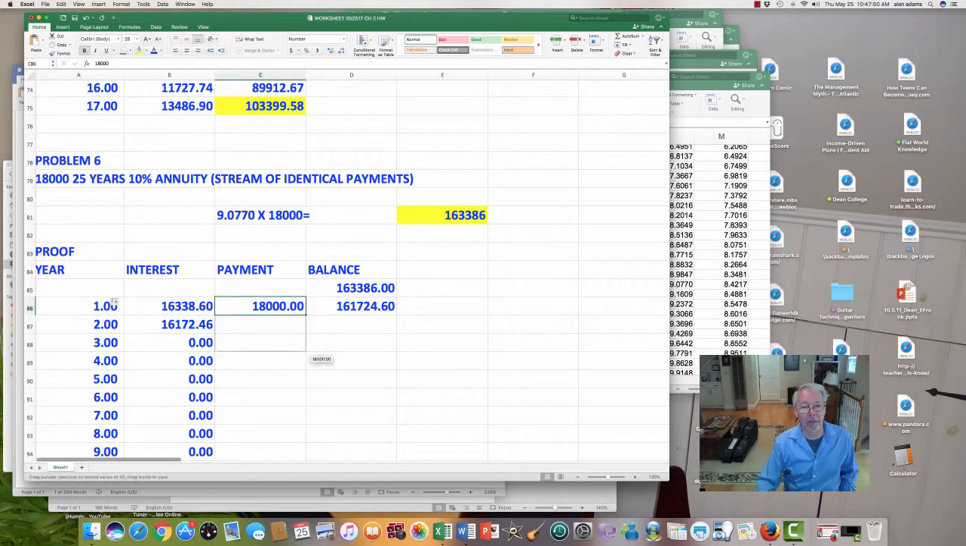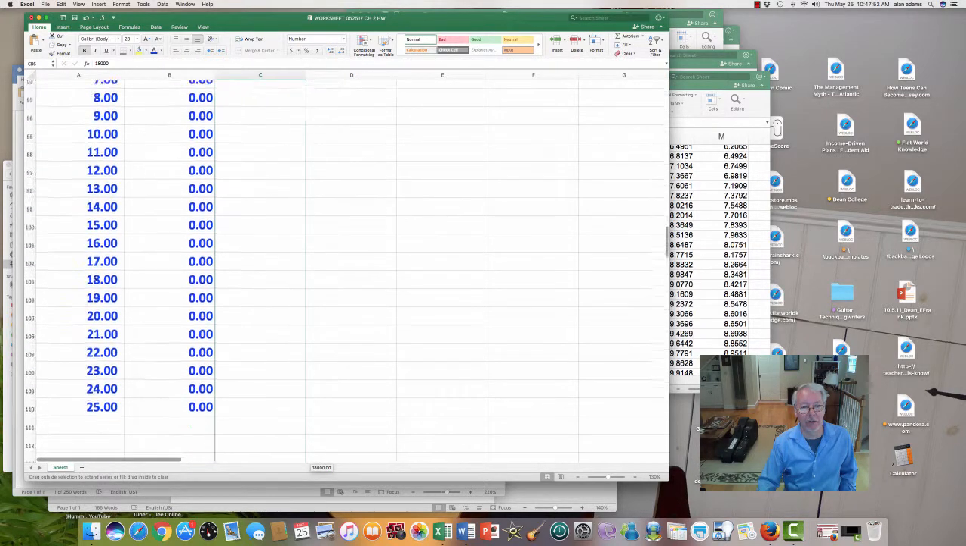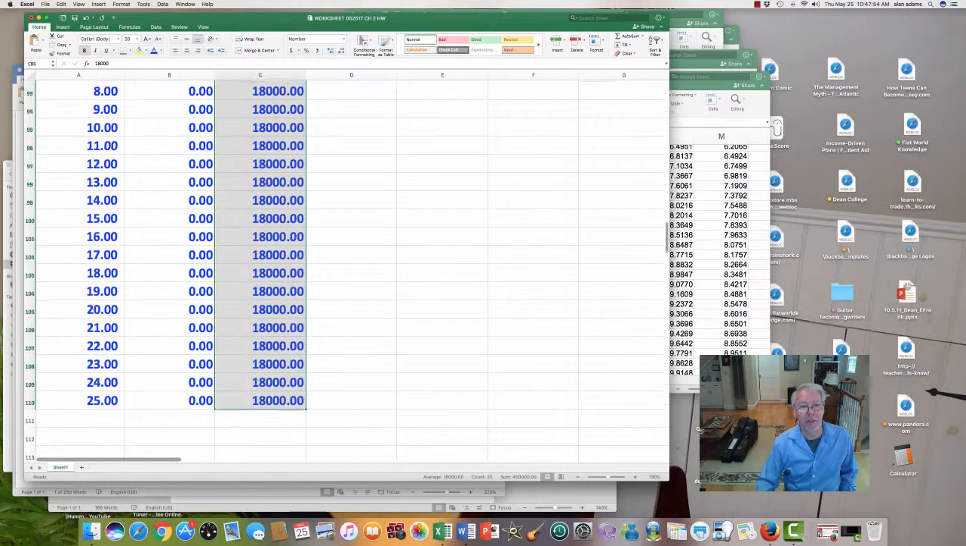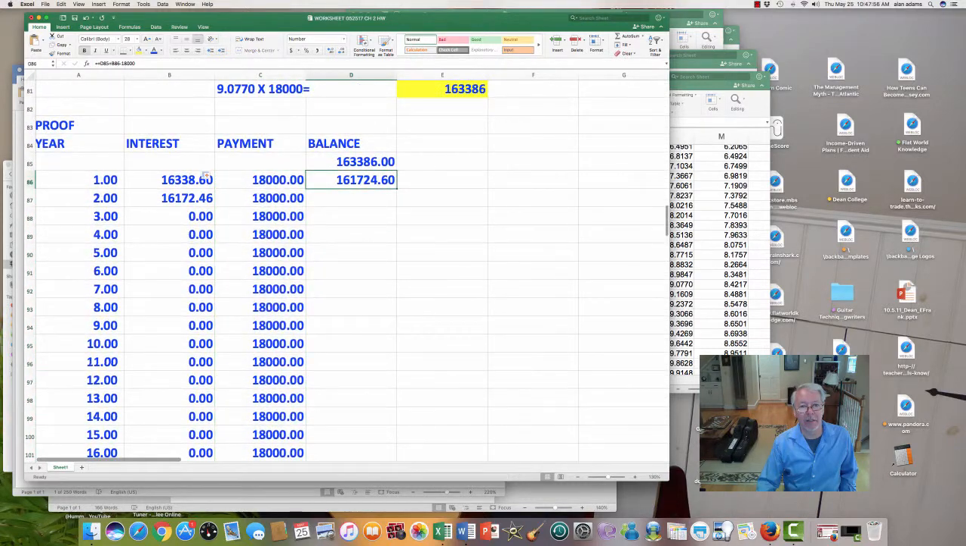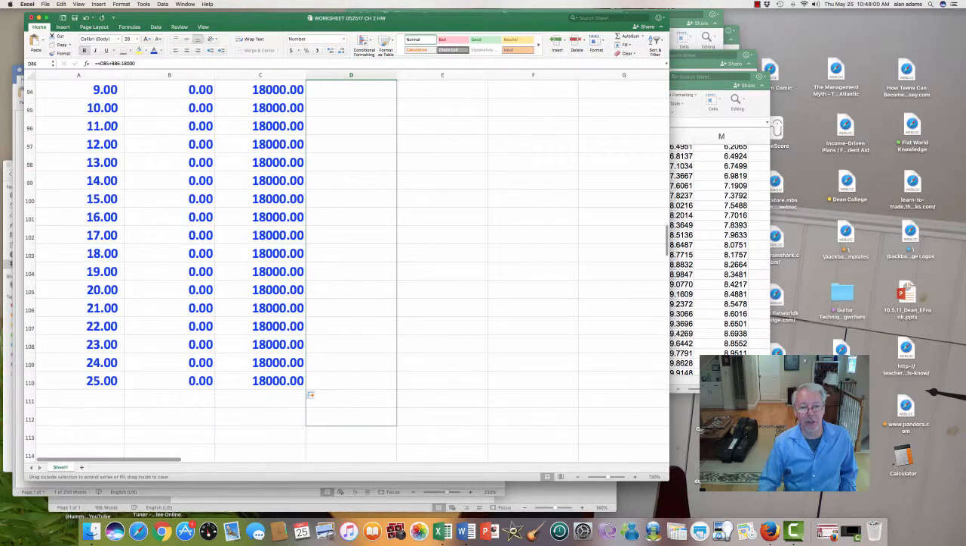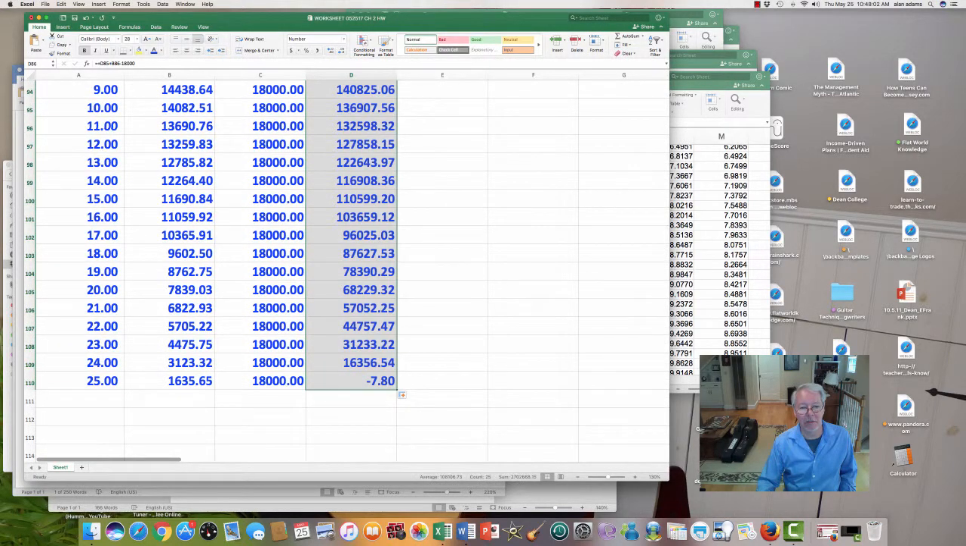So I'm just going to take that number and replicate that all the way down too. All right, and I'm going to take this formula and replicate it, and I should get 0 at the end. Close enough. All right, I'm off by $7 with a $160,000 annuity. I'm not going to worry about it.